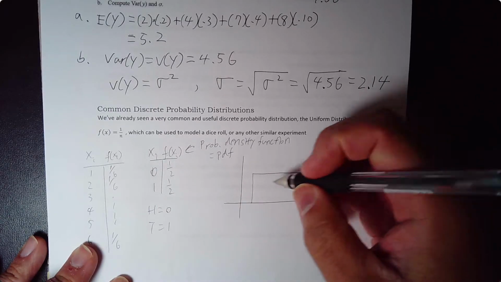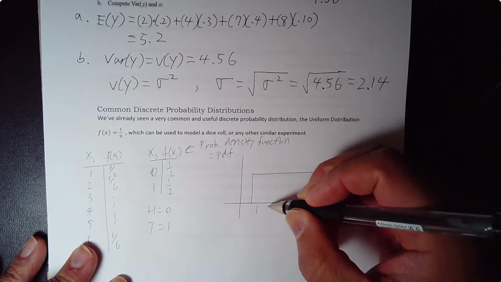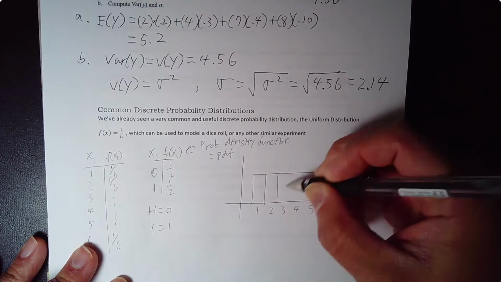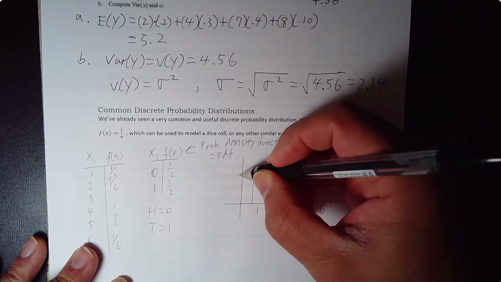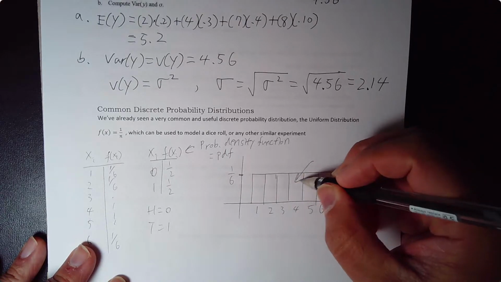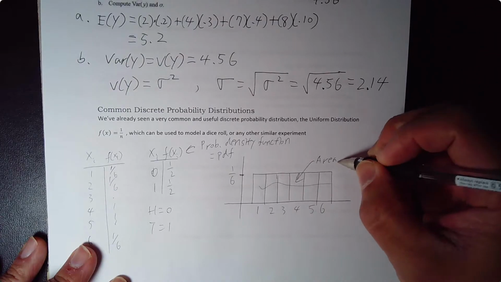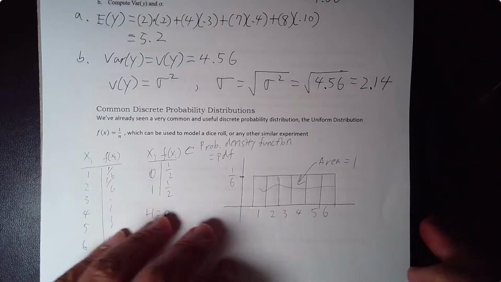And here we have a uniform distribution. For example, for the dice roll, 1, 2, 3, 4, 5, and 6, we can divide this into equal sizes. The height of this rectangle is going to be 1/6. Why 1/6? Because the area underneath this whole thing must equal 1. That is true for all probability distributions.